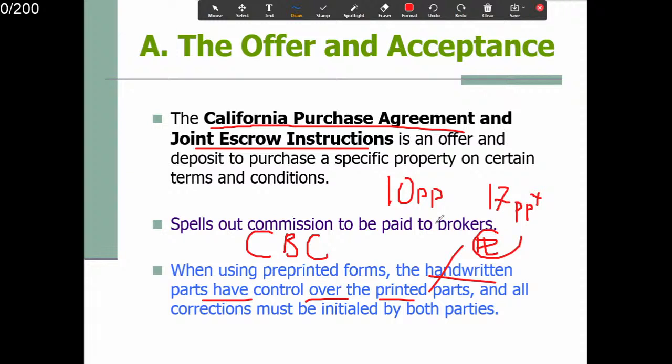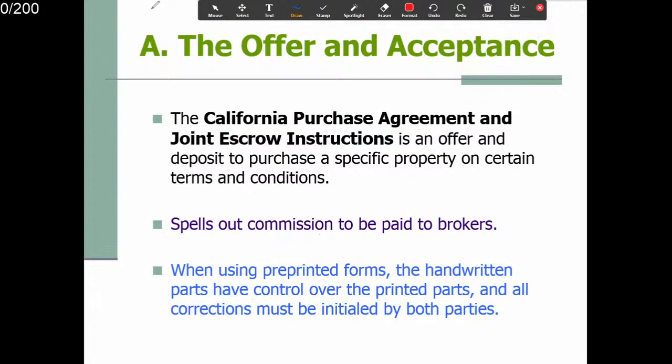所以手写的东西，你又简签在旁边，都有效了。And all corrections must be initialed by both parties. Both parties，两方都有简签在旁边，表示两方知道这个改了。So let me show you how this is done.